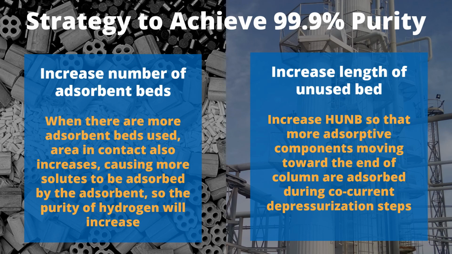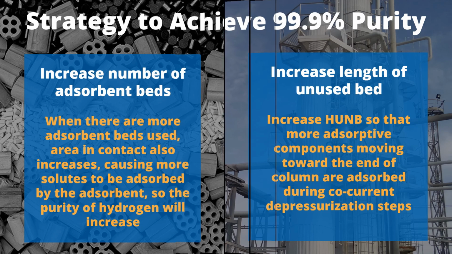In order to achieve 99.9% purity of hydrogen production, here we propose two ways. The first way is to increase the number of adsorbent beds. When more adsorbent beds are used, the area of contact between the adsorbent and the solid also increases, causing more solids to be adsorbed by the adsorbent, so the purity of hydrogen will increase. The second is to increase the length of unused bed so that more adsorptive components moving towards the end of the column are adsorbed during the concurrent depressurization steps.